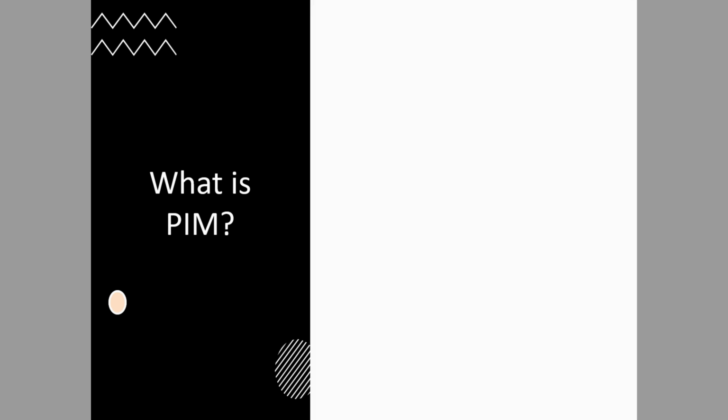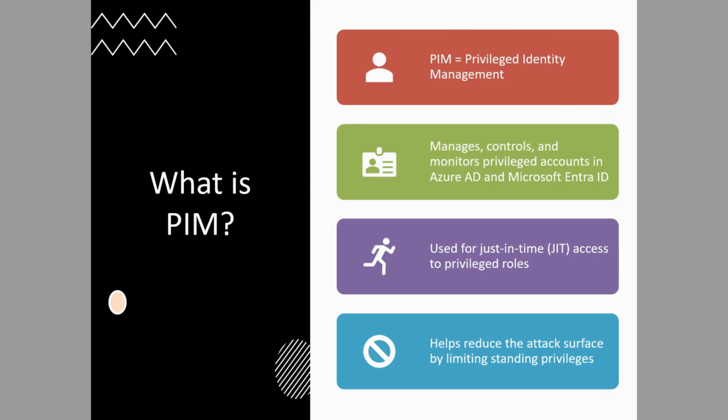First we need to understand what is PIM. PIM stands for privilege identity management. Privilege identity management is all about managing, controlling, and monitoring privileged accounts, particularly in Azure Active Directory and Microsoft Entra ID. In Azure Active Directory, we have an identity governance section under which privilege identity management is listed.